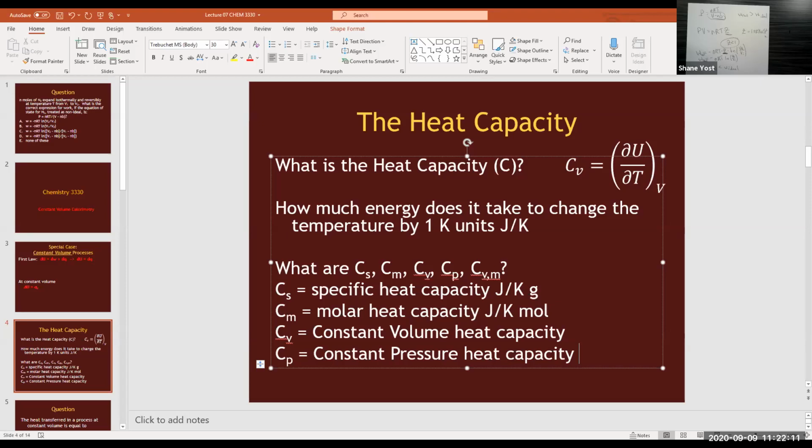Okay. Are there any questions about what is heat capacity? What's it defined as?